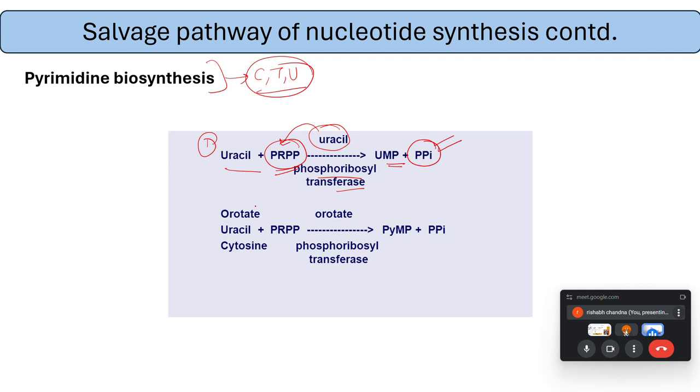Similarly for orotate, the precursor for the pyrimidines: for its addition to PRPP, orotate phosphoribosyl transferase comes into the picture. It transfers the orotate molecule to the PRPP molecule, forming a pyrimidine monophosphate and releasing pyrophosphate. This is the simplest pathway for the formation of the pyrimidine nucleotides.